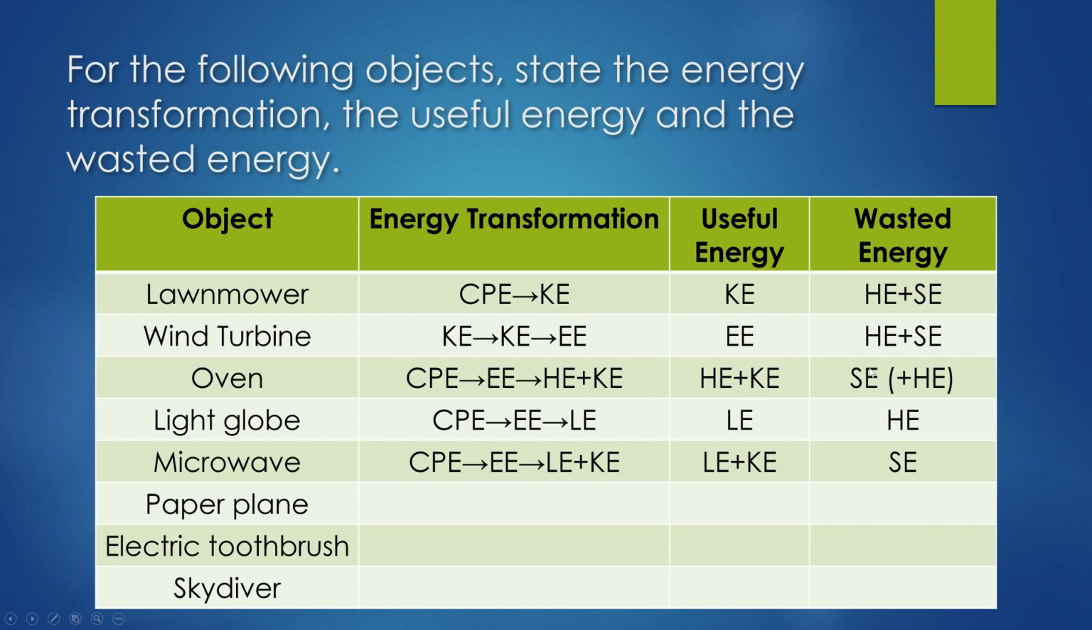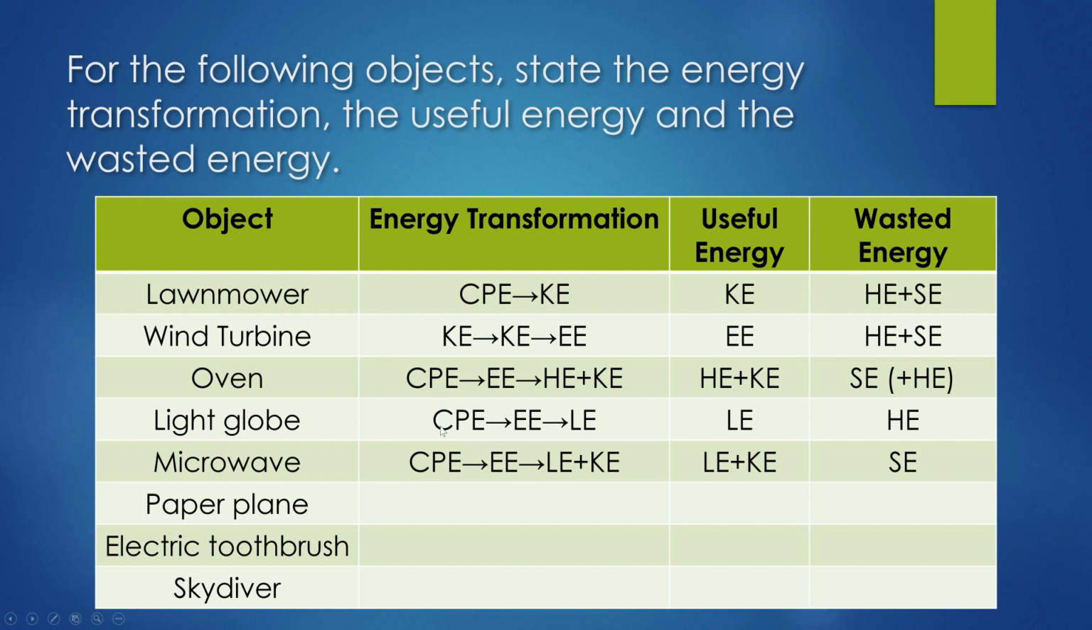And the waste product is sound energy. Now I've put plus heat energy there because even though heat energy is a useful energy, if you've ever used an oven, you'll notice that, even up to hours afterwards, the oven is still hot. Now I'd consider that wasted energy to a certain extent. They're not particularly efficient, like the toaster I spoke about in one of the other ones.